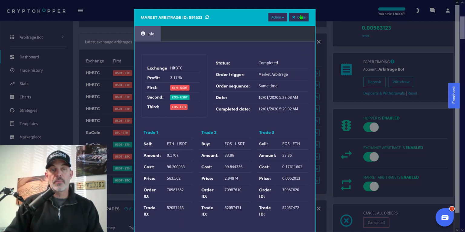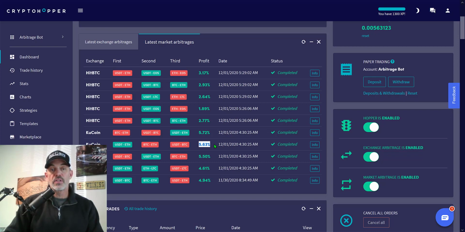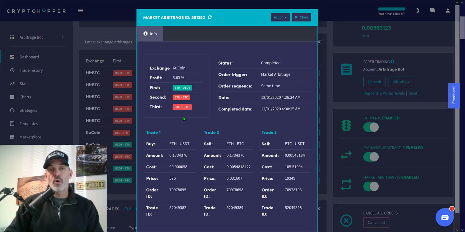And so let's take a look at another example. We'll go to this 5.63% on KuCoin. And so this opportunity, the bot buys ETH with USDT. And again, in the end, the goal will be to get the USDT back at a higher number. And so what it does is it buys ETH with USDT. The next trade, it sells that ETH into Bitcoin, BTC. And you can see it sells the same amount of ETH that it bought with the USDT. And then in the last transaction, it sells that BTC back into USDT for $105. And we had started out with only $99. And so the end result is that 5.63% profit.